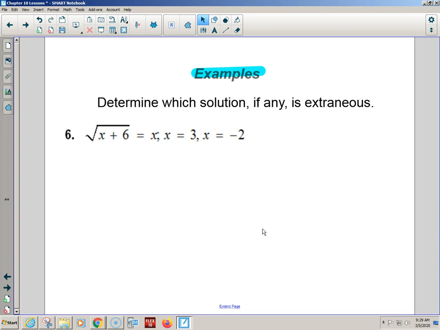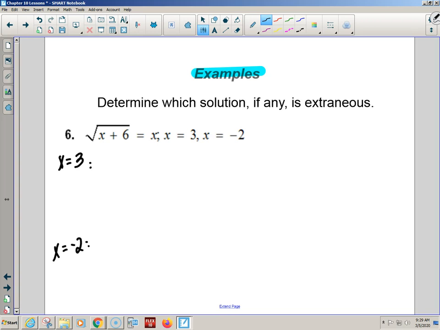I was trying to show you, usually what you solve for is right. Usually what you solve for, even with radicals, is right. But every now and then, there's going to be a sneaky one that looks right and is actually wrong. As you guys plug in and check both of these, x equals 3 and x equals negative 2, I'm going to solve this guy off to the side.